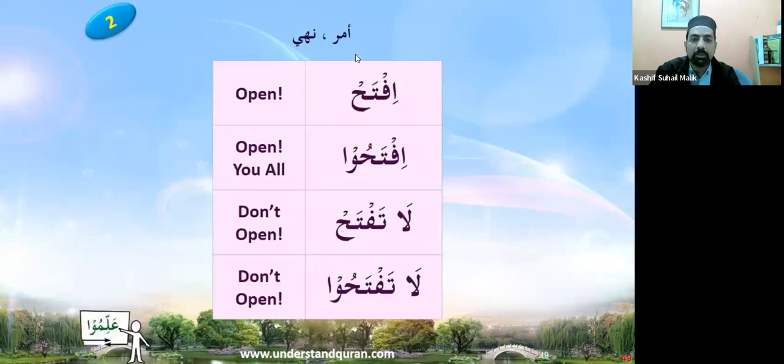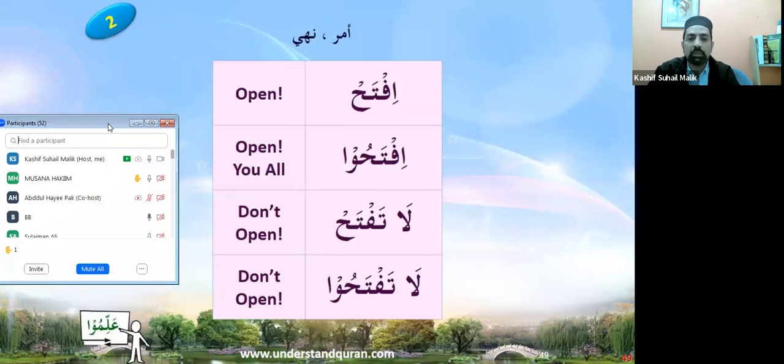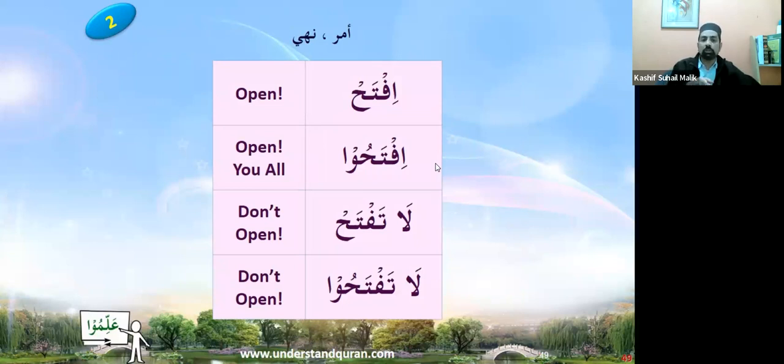Similarly, on the same pattern for fataha, we would say iftah, open. We have done the table of fataha. Fataha, fatahu, fatahta, fatahtu, fatahtum, fatahna, yaftahu, yaftahuna, taftahu, aftahu, taftahuna, naftahu. Iftah, open. Iftahu, open you all. La taftah, don't open. La taftahu, don't open you all. Brother Suleiman, would you like to do it?